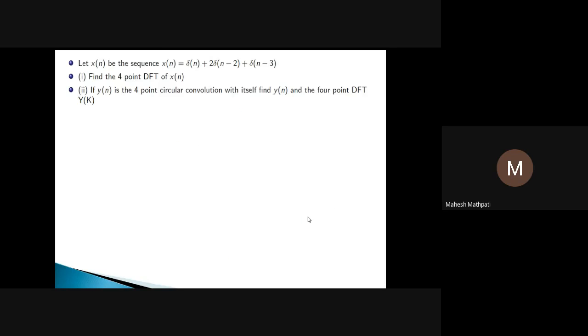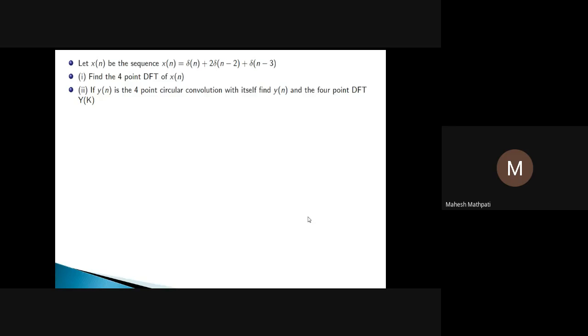Write down the question. Just take this question. Let x of n be the sequence, x of n equals delta of n plus 2 delta of n minus 2 plus delta of n minus 3.